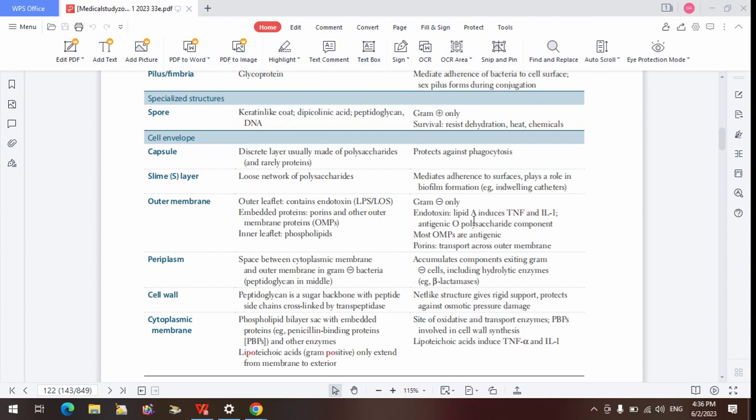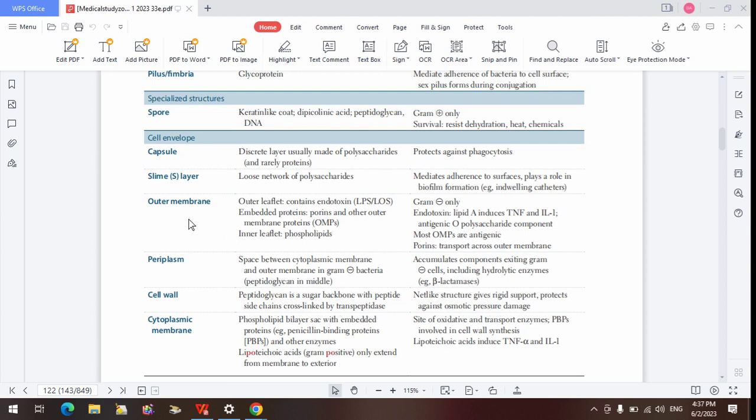Immunologic. It induces TNF and interleukin 1. Exactly. So the polysaccharide component is there too, but it can also be antigenic, so you can have production of antibodies against it. But the major one that drives that inflammatory process is the lipid A, which is present in both LPS and LOS.